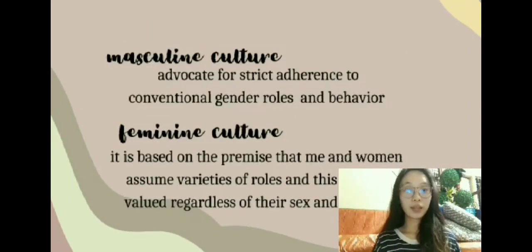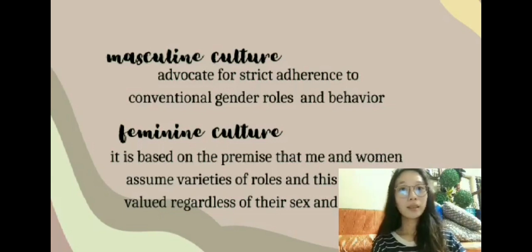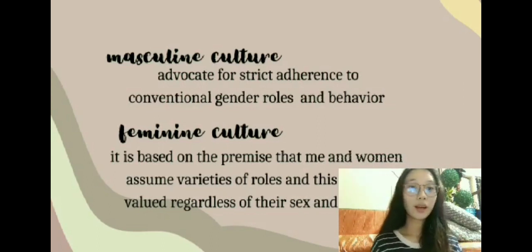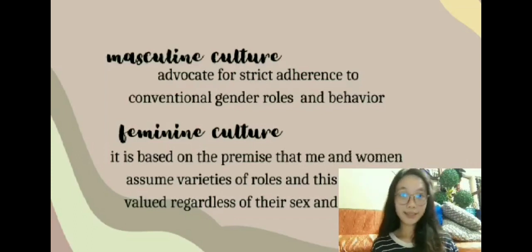Masculine culture and feminine culture. Masculine culture advocates strict adherence to conventional gender roles and behavior. Feminine culture is based on the premise that men and women assume varieties of roles, and these are both regarded and valued regardless of their sex and gender.